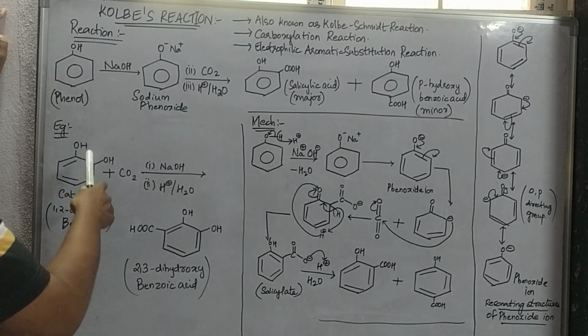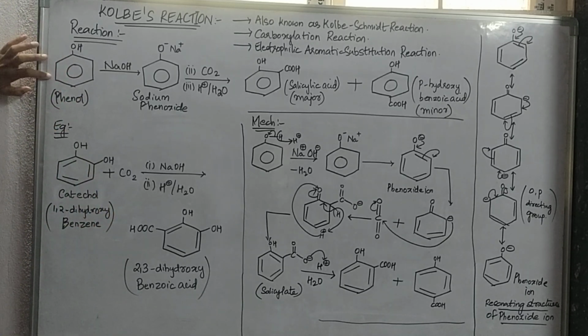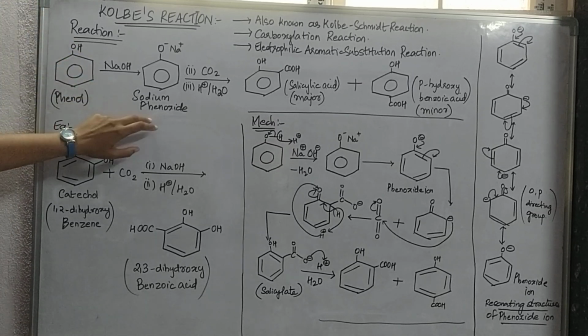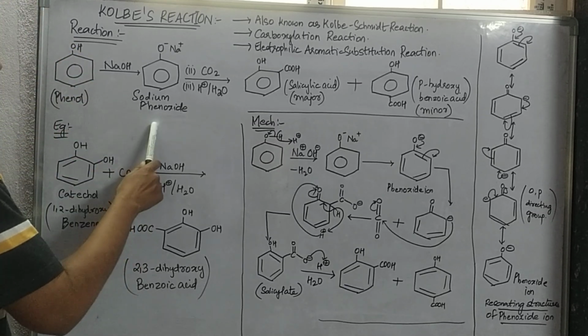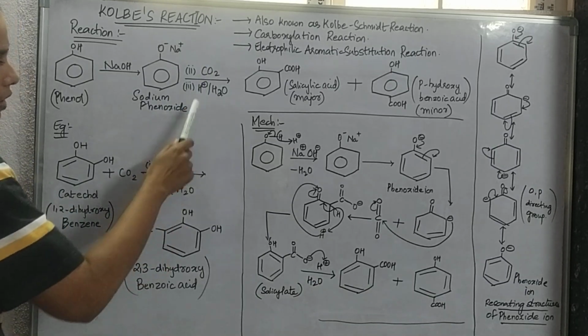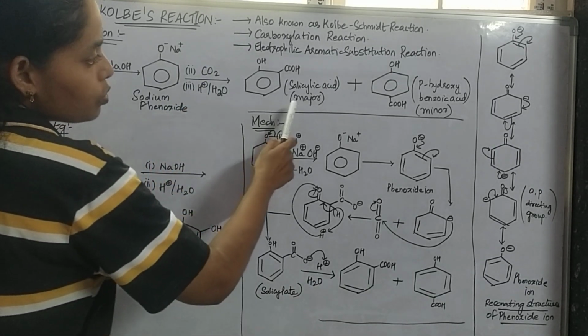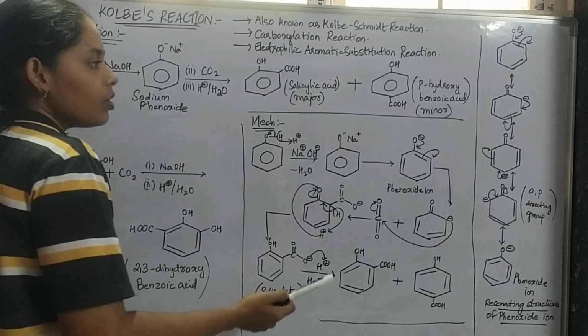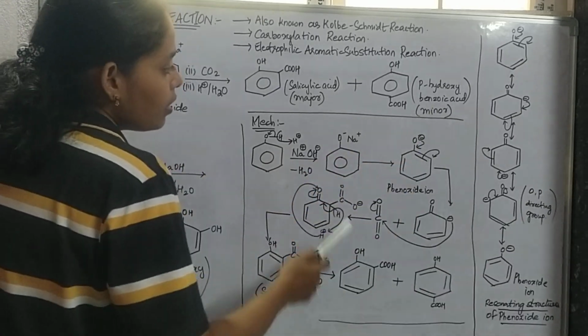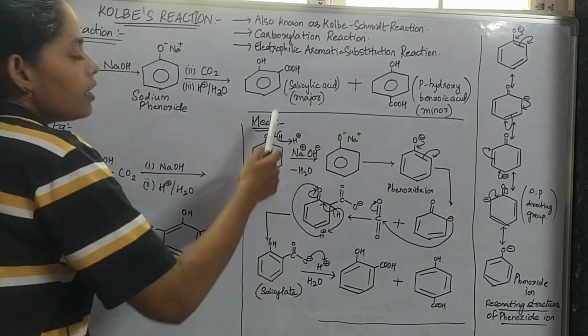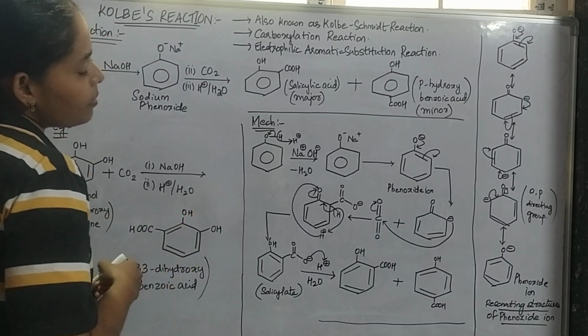So here let us see a reaction where we will be taking phenol. It reacts with a strong base, which is sodium hydroxide, and will give us sodium phenoxide. Now this sodium phenoxide first reacts with carbon dioxide and then reacts with H plus, and will give us two compounds. One will be our major compound and the other will be our minor compound. The major one is salicylic acid. It is also called orthohydroxybenzoic acid.